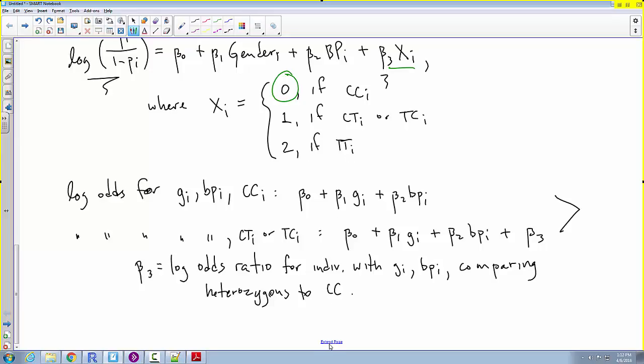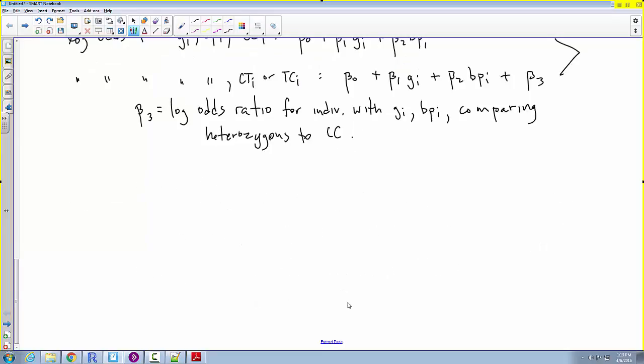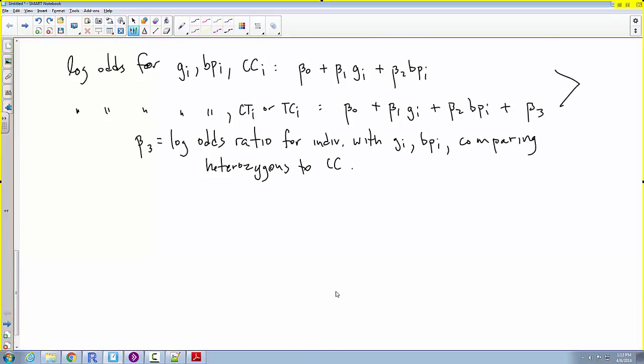Similarly, the log odds for same gender, same blood pressure, and now homozygous T is beta 0 plus beta 1. And now what goes here? Yes, 2 beta 3.